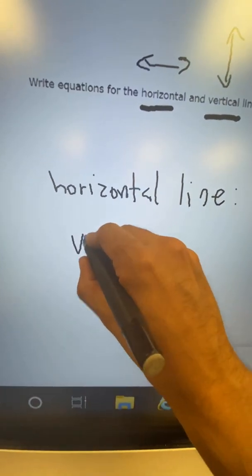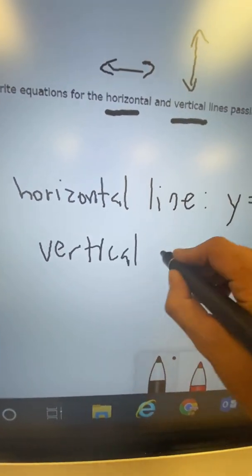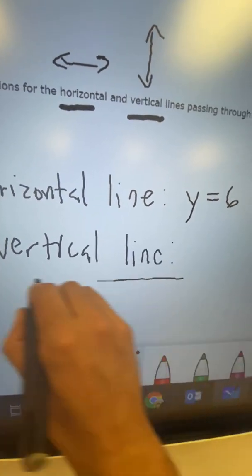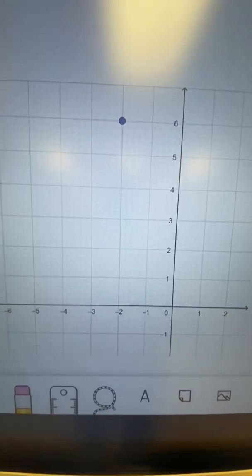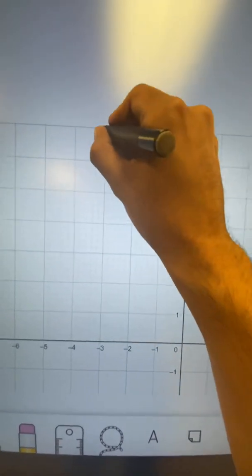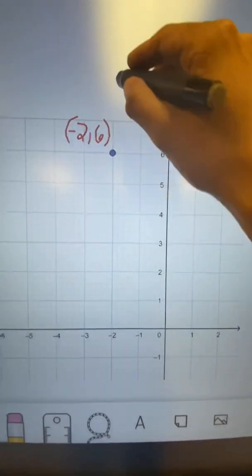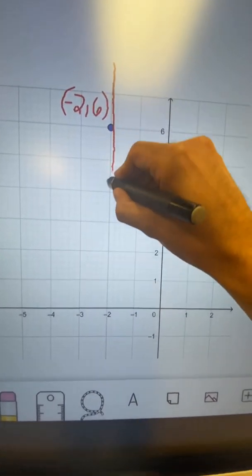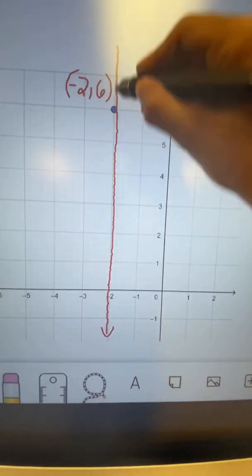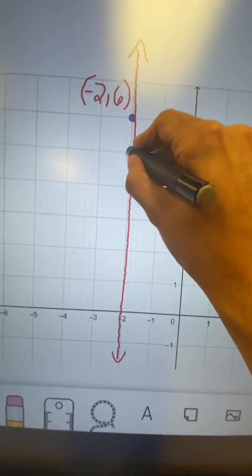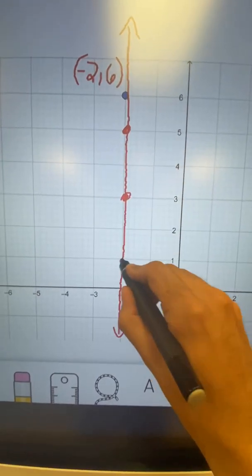And now I'm going to do the same thing, but for the vertical line. So the same idea. Let's look at the vertical line. So again, I have my point here, -2, 6. So let me just label it. That's -2, 6. And now I'm going to draw a vertical line passing through that point. So vertical line. And I'm just going to mark some points on this line. So 1, 2, 3, do one more.